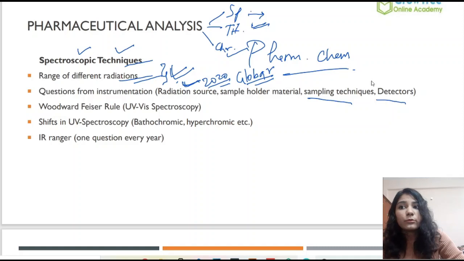Then there is Woodward-Fieser rule, which is a part of UV visible spectroscopy, and almost every year a question is asked from this. In 2K19 there was a question on this.